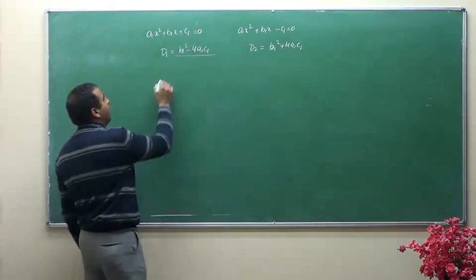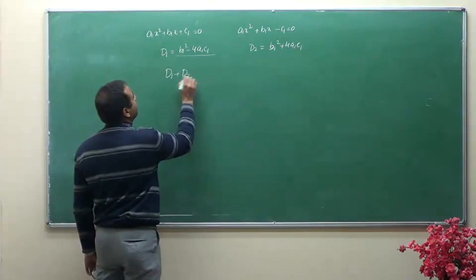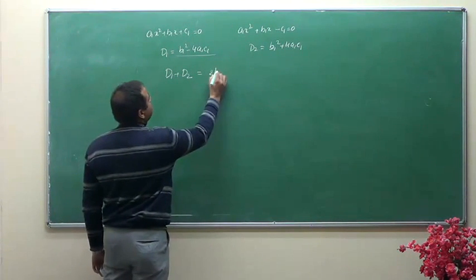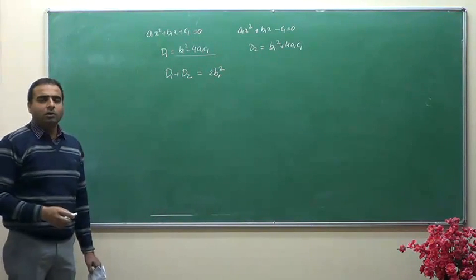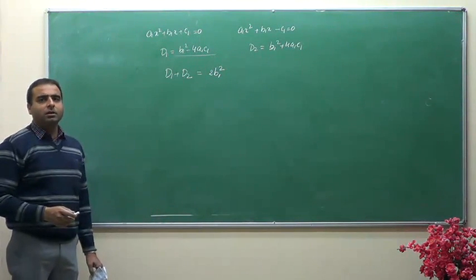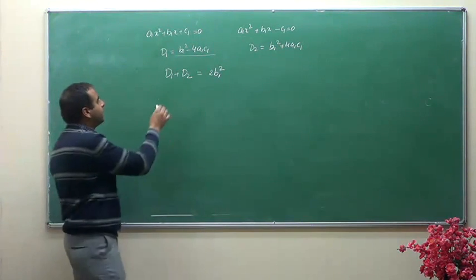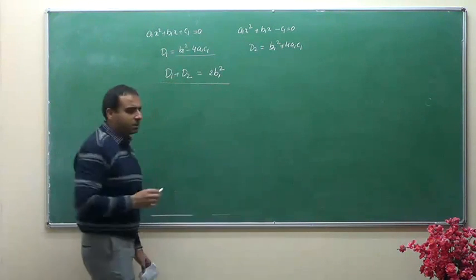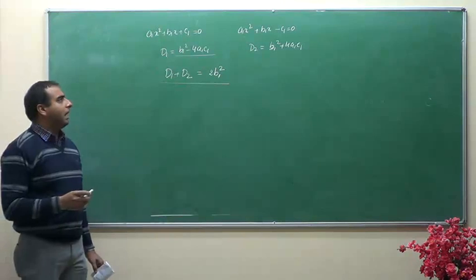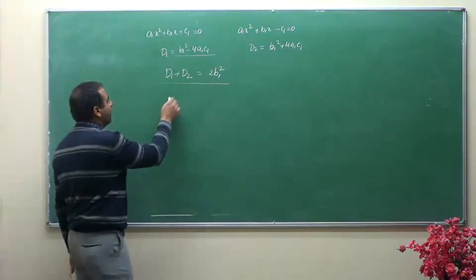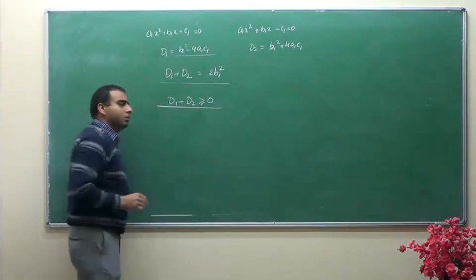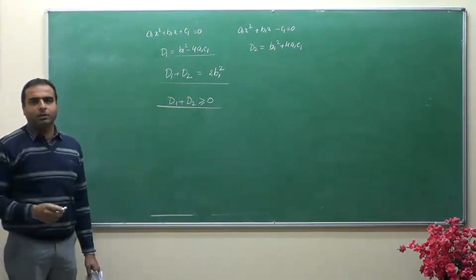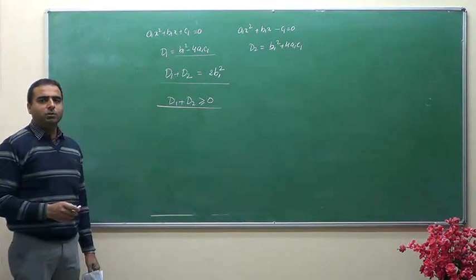So what we do? We add them, d1 plus d2. What is d1 plus d2? It is 2b1 square. d1 plus d2 is 2b1 square. So from this expression, we can say that d1 plus d2 is greater than or equal to 0.